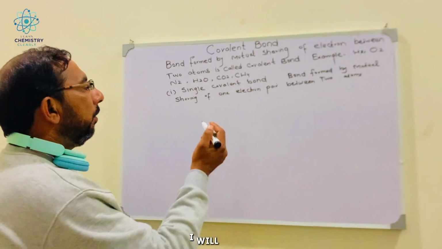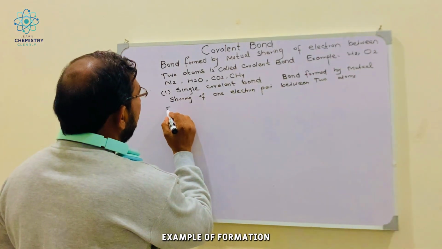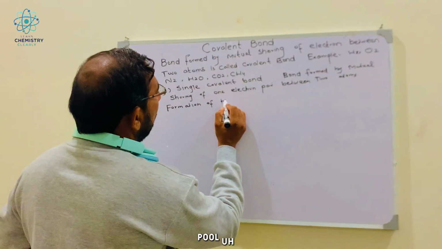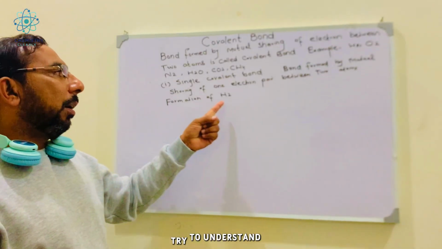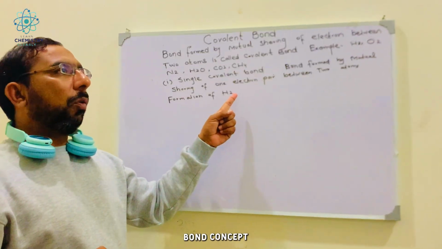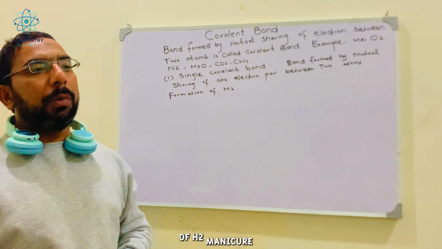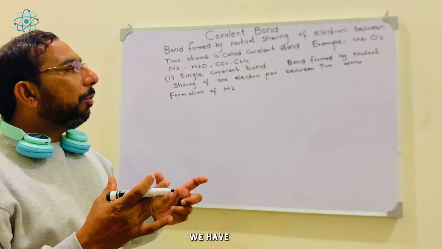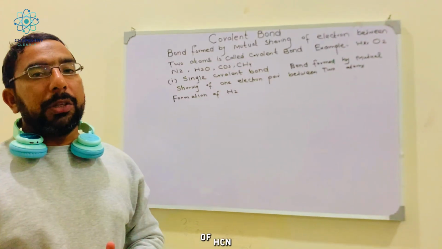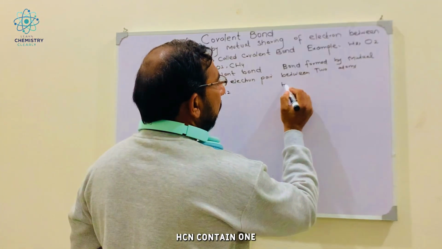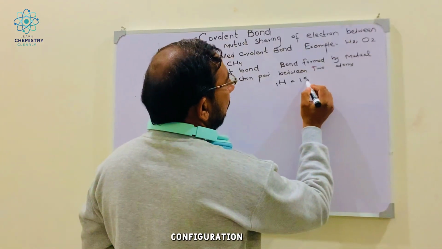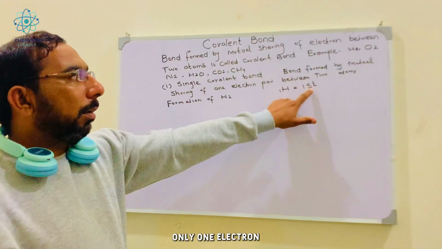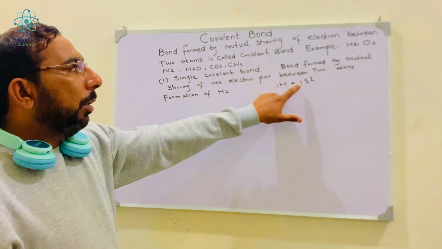First of all, I will give the simple example of the formation of H2. This is a very simple covalent molecule. We will understand the single covalent bond concept through the H2 molecule. To explain the bond formed in H2, we have to know the electronic configuration of the H atom. We know that the H atom contains one electron and its electronic configuration is 1s1. In other words, there is only one electron present in the s orbital of the hydrogen atom.